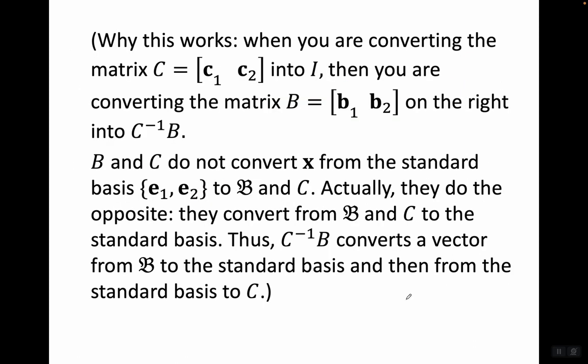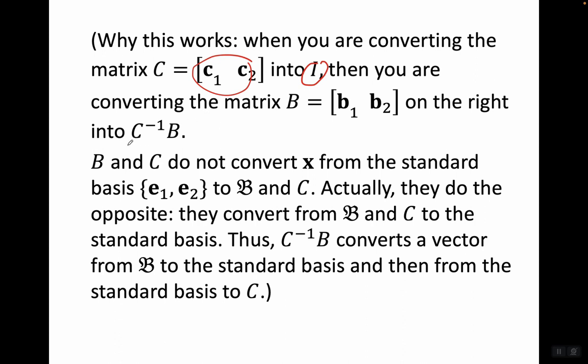Okay, here's why this works. This is a parenthetical comment. That's why I put it in parentheses. You don't have to be able to follow this, but I just thought I'd tell you anyway. When you're converting the matrix [c1 c2] into I, then you're converting the matrix B on the right side into C inverse B. Because basically, when you convert C into I, it's like multiplying it by elementary matrices. And the product of all those elementary matrices turns out to be C inverse.